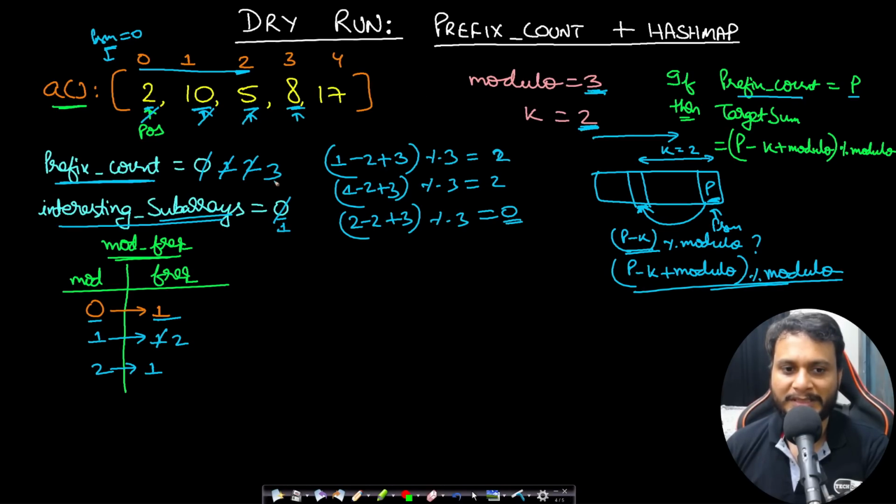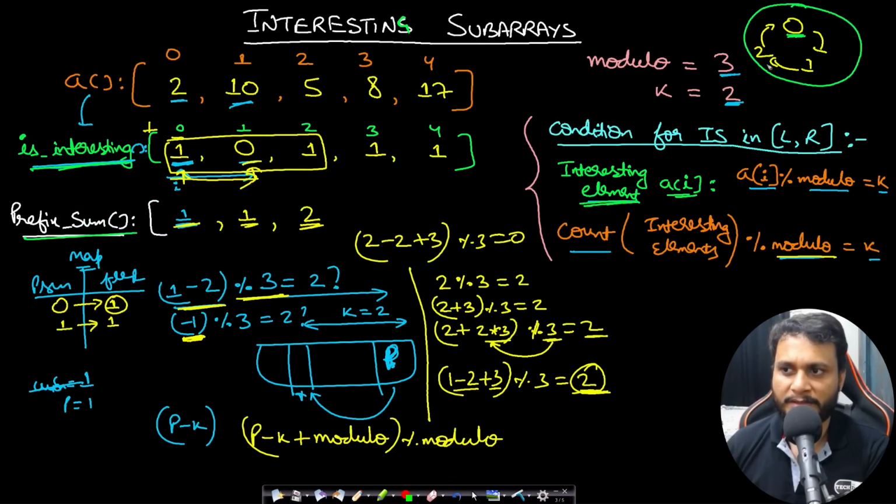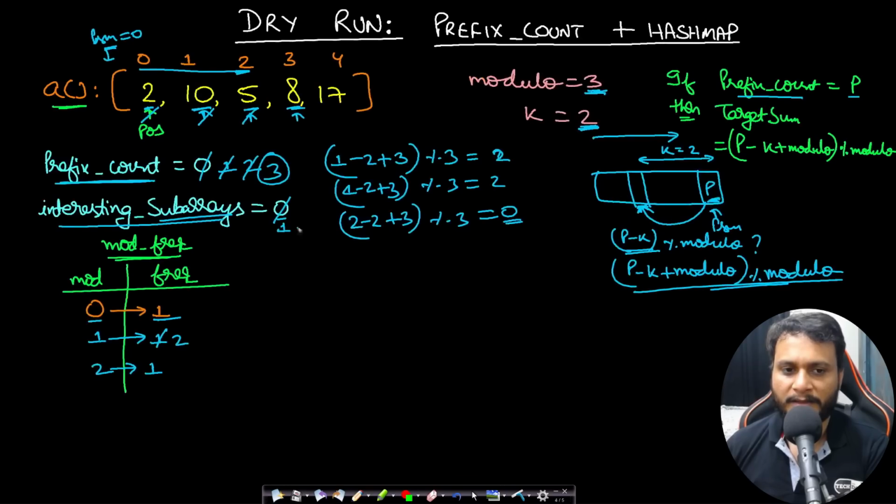Increment the counter to 3. Now I know that I will be maintaining all the values of the prefix sum in the range of 0 to mod minus 1. So I'll just take mod with the modulo value and this will become 0. So I can increment the frequency of 0 and make it 2.